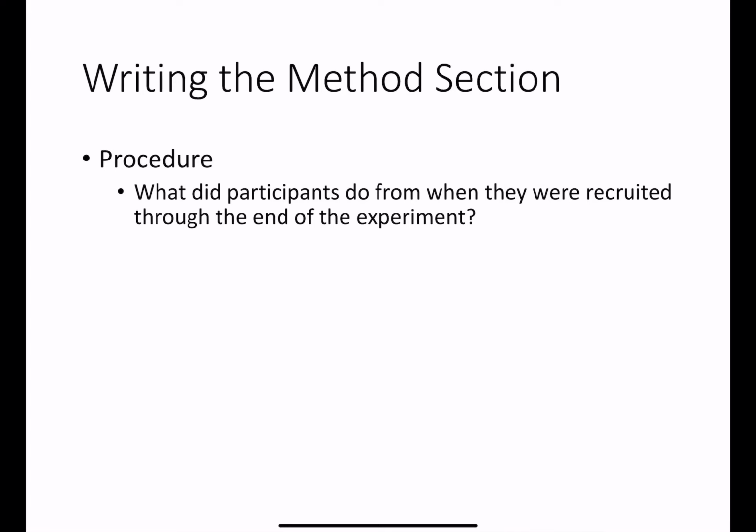And then the final section of the method section is the procedures. What you should describe in the procedure should be relatively straightforward. What did the participants do from the time they were recruited through the end of the experiment? Just a step-by-step of what participants did, and that's it. So again, you need to be able to answer these questions in essay format. It shouldn't be in bullet point format, but the method section should really be pretty straightforward. It's all already been done. You just need to describe it.